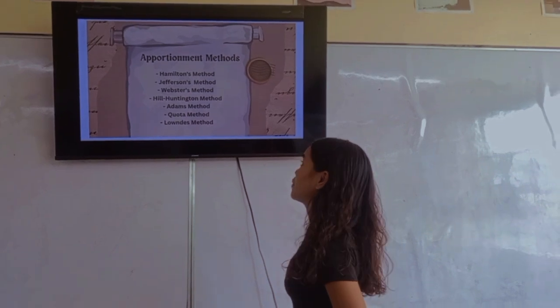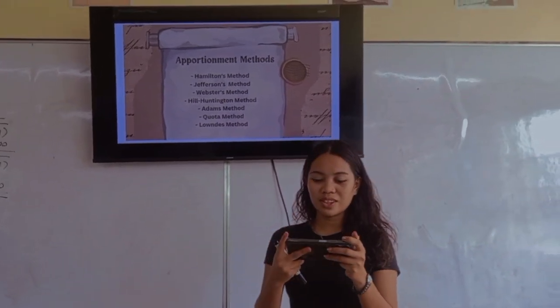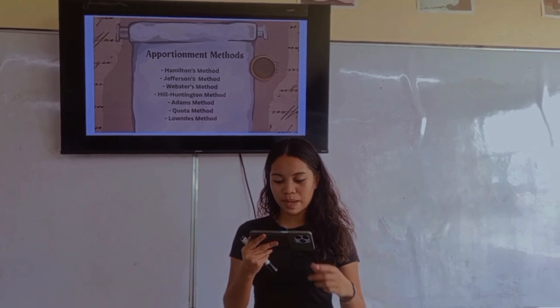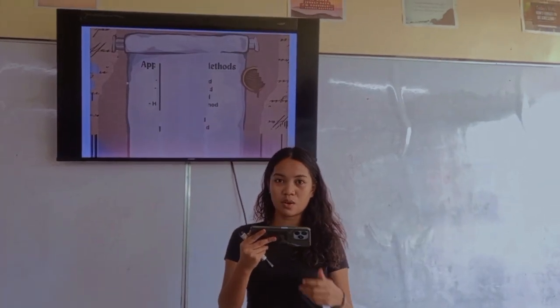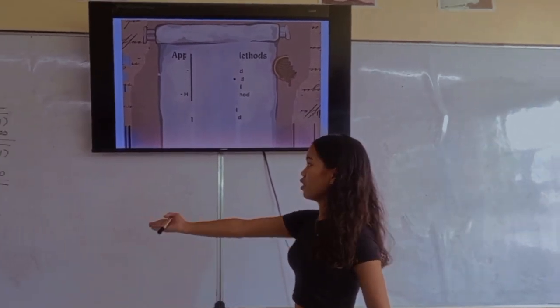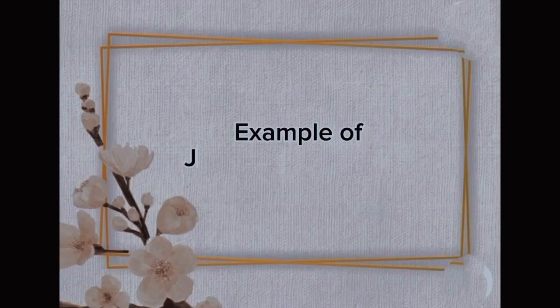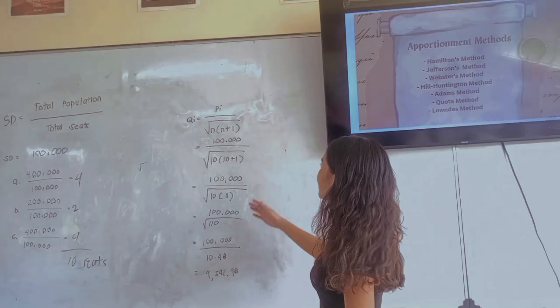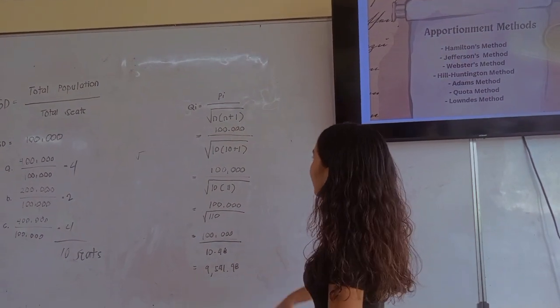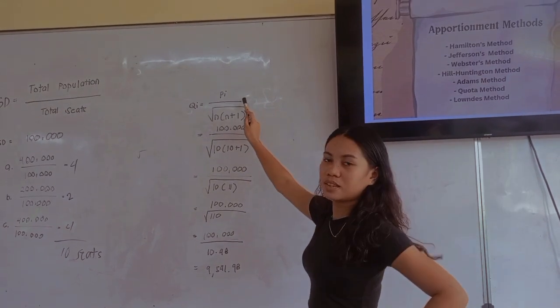The second method is the Jefferson method. The Jefferson method is similar to Hamilton's method but uses a divisor to calculate quotas. So this is the example of Jefferson's method, and this is the formula of the Jefferson method.